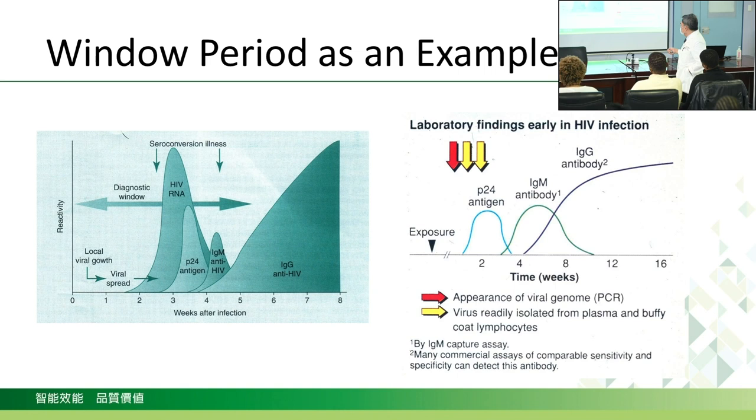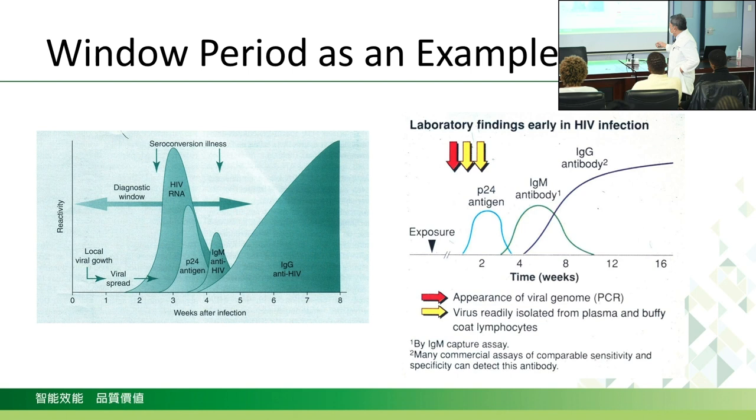Viral spread now is replication of virus, HIV RNA. So usually you can test it maybe at 10 days, more sure. Sometimes at 3 or 5 days you can detect it, but the detection rate is also low. So to check, we use PCR, checking nucleic acid, RNA or DNA. This is the window period.